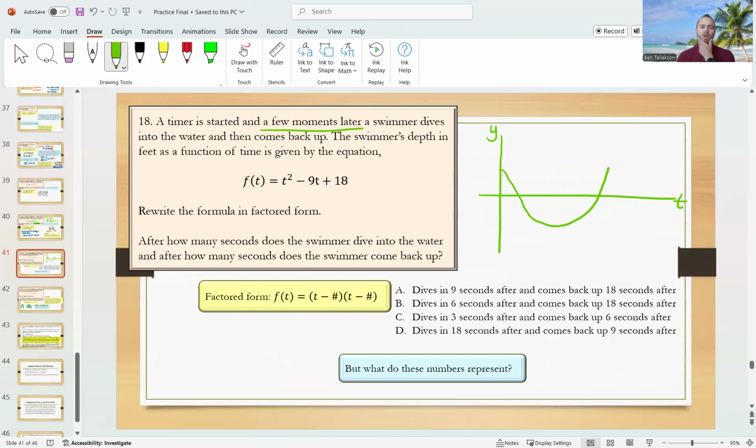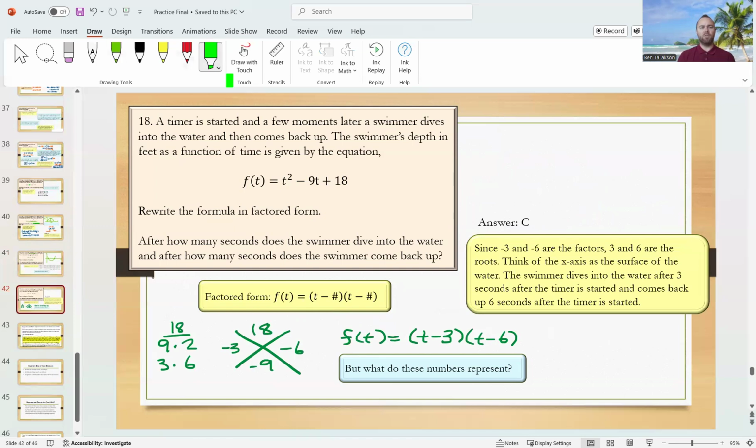So what do they really want us to know? They want to know this exact moment the diver enters the water and this exact moment the diver comes back up from the water. So how many seconds? They want to know seconds. So is that going to be Y or T? T for time. X-axis is seconds. So they really want the X values, which is why we're going to factor this. Because remember, if you can factor, you can find the roots, aka the x-intercepts, which is exactly what we want.